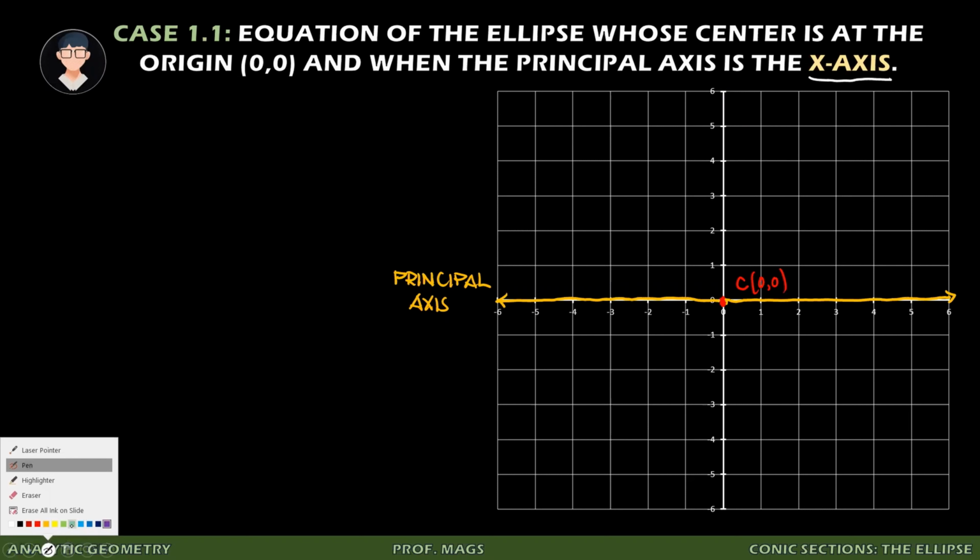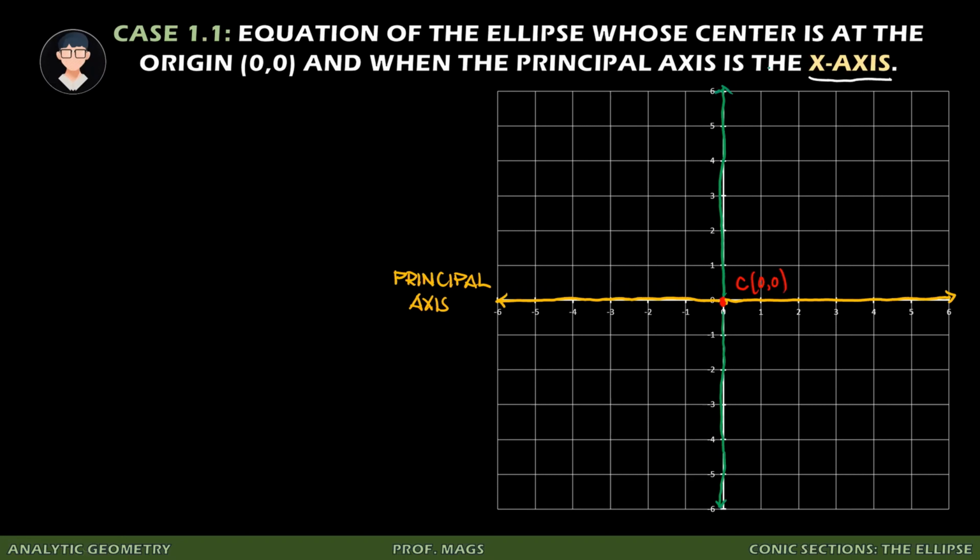Okay, the line which is perpendicular to the principal axis is what you call the conjugate axis. And our conjugate axis here is the y-axis. The next step, we're going to plot the foci, focus number 1 and focus number 2.